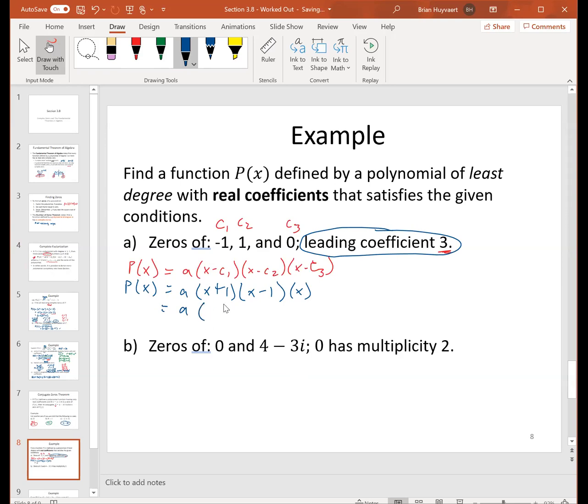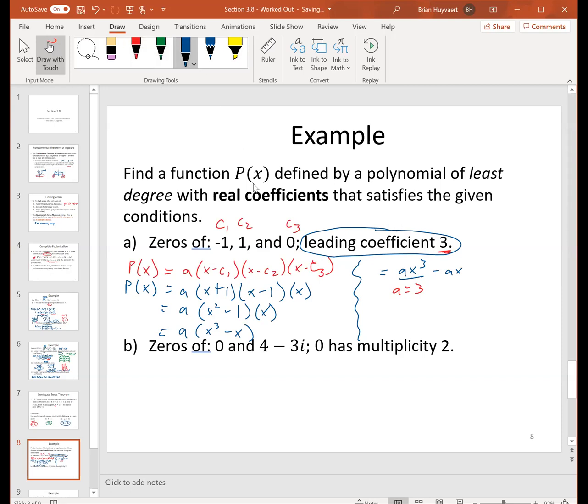So let me multiply these two first. We get x squared. If we're doing foiling, we get minus x for the outside plus x for the inside. Those two are going to cancel out. And then the last terms get us -1. Okay, if we do this a little bit further, then we get x cubed minus x, times a. So a x cubed minus ax. If the leading term needs to have a coefficient of 3, that means a is just going to be equal to 3, to get our last property in there.